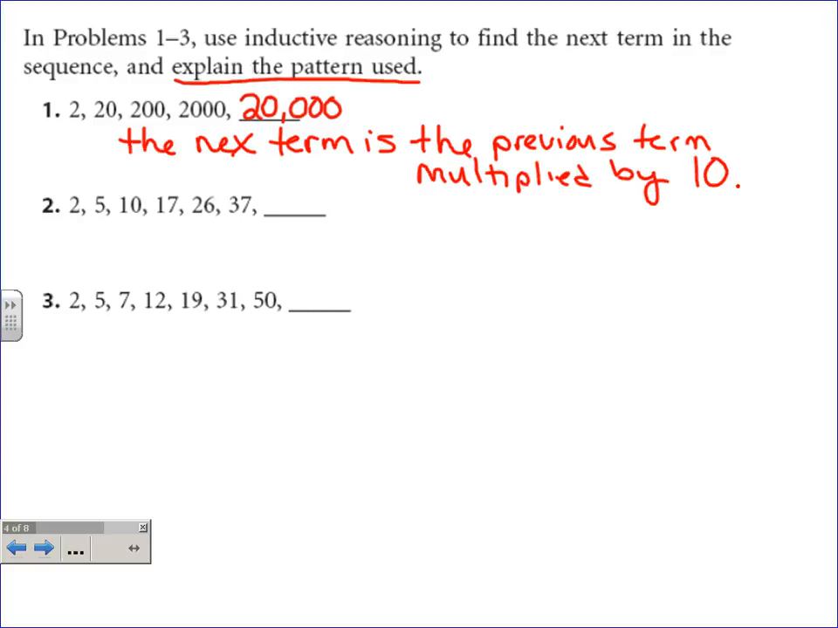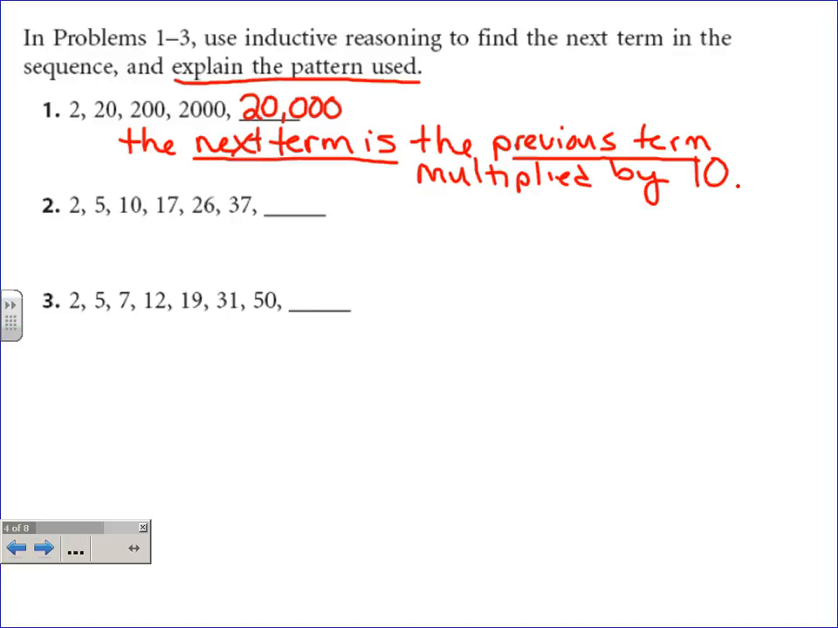Thank you very much. So every single one of these should say something about the next term is the previous term, and then describe it in some way, like multiply by 10. Sometimes you say twice the previous term plus 2, or whatever's going to go on. This one, the next term is the previous term multiplied by 10. That's perfect. That is so good.